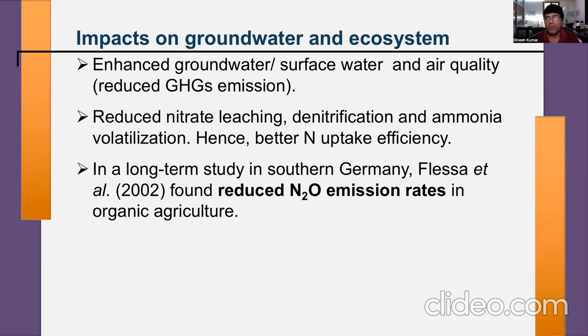Now, impacts on groundwater and ecosystem. So in groundwater, your leaching of nitrate or other substances will be reduced and greenhouse gas emissions will be low. Nitrate leaching, denitrification, ammonia volatilization are reduced, therefore improved nitrogen uptake efficiency. In a long-term study in southern Germany, reduced N2O emission rates were found in organic systems. So you see, it is environment friendly.